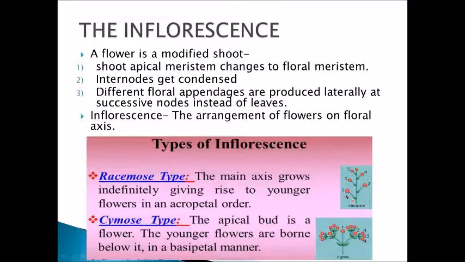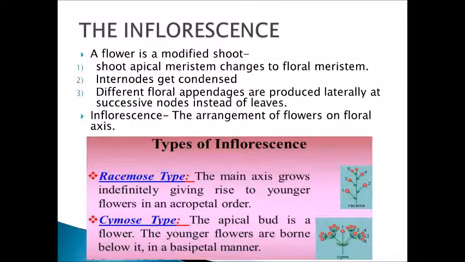Acropetal succession means the flower which is at the lower end, this is the older flower. Then the younger ones are formed towards the tip, and the older flowers are from the basal part. So this type of arrangement is called as acropetal succession or acropetal order. So in racemose, main axis grows indefinitely, giving rise to younger flowers in acropetal order.